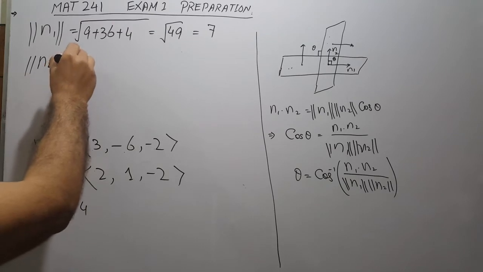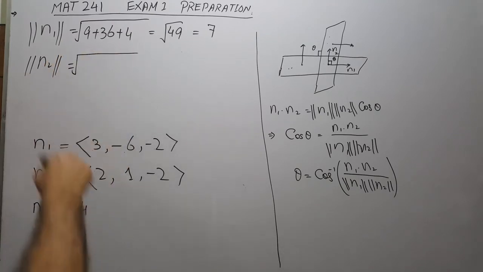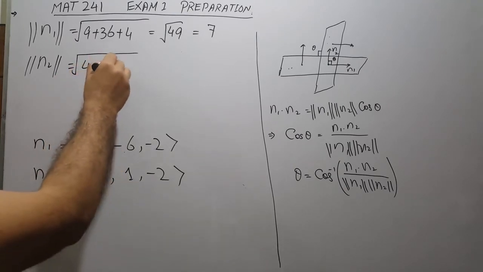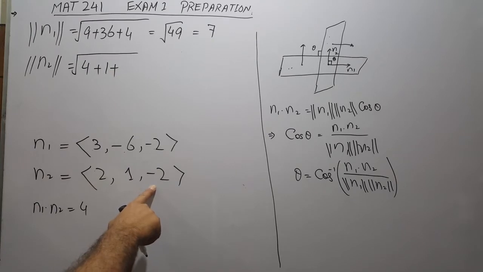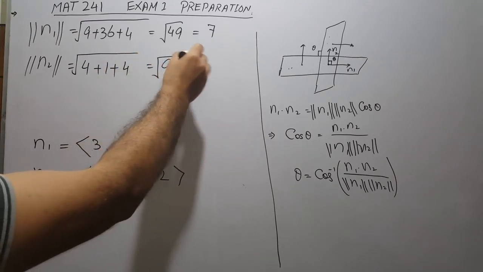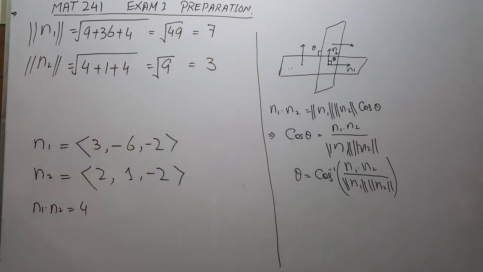Now we have to find out the same for n2: the square of the first entry 2, which is 4, plus the square of the second entry 1, which is 1, plus the square of minus 2, which is again 4. So that gives us 9, and the square root of 9 is 3.